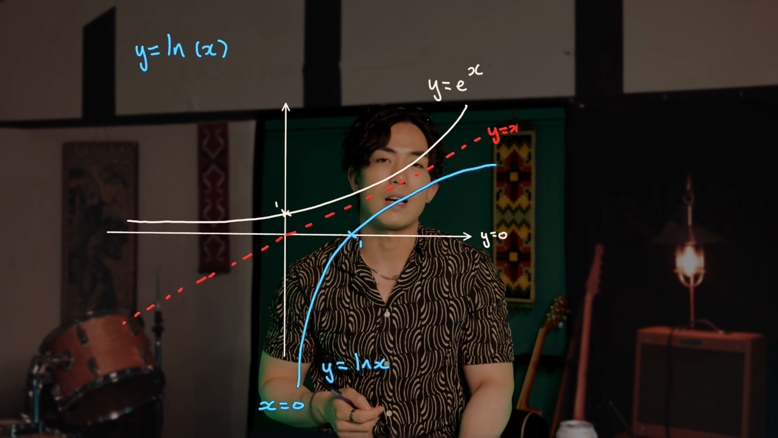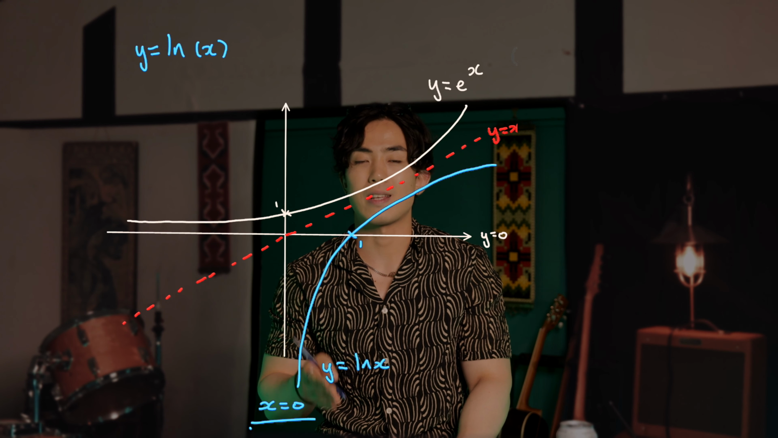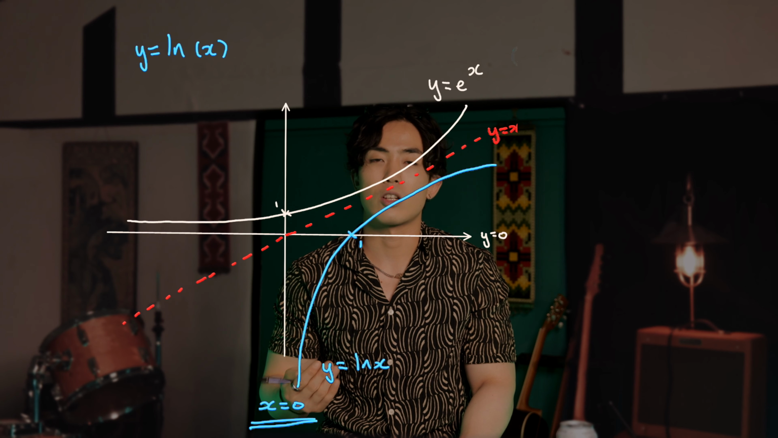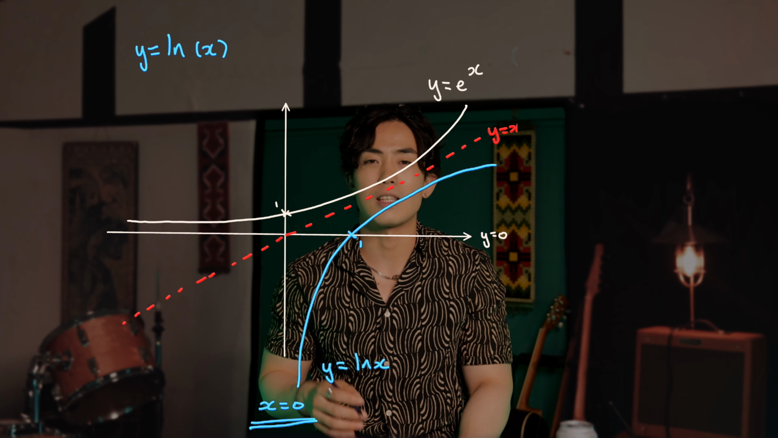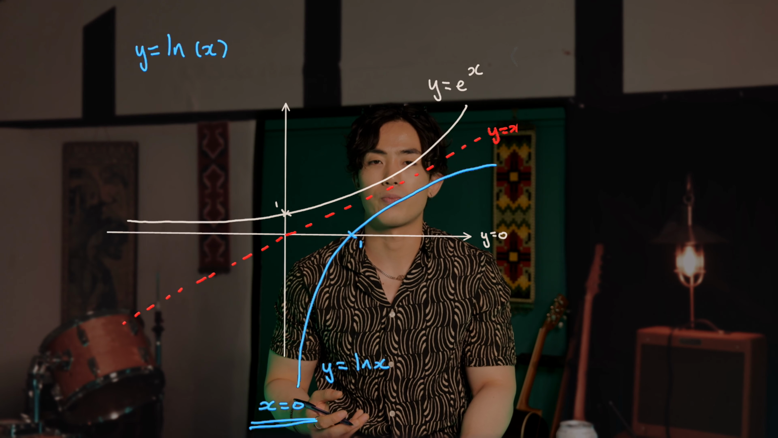Things to note are that now the asymptote is at x is 0, and it is now going to cross the x-axis at (1, 0). So those are just the key points that you need to know regarding this graph.